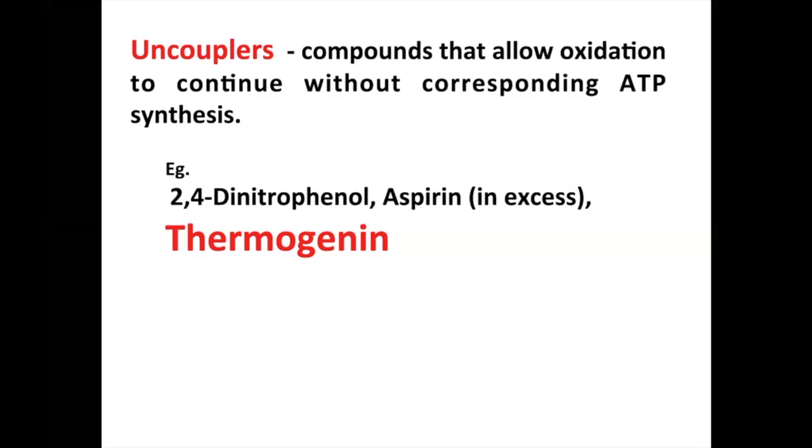Now, take note of these examples in the book. What is highlighted in red, your thermogenin, this is what came out in the recent boards. So we have 2,4-DNP or 2,4-dinitrophenol, aspirin whenever in excess, and thermogenin. Thermogenin. So please take note of this.